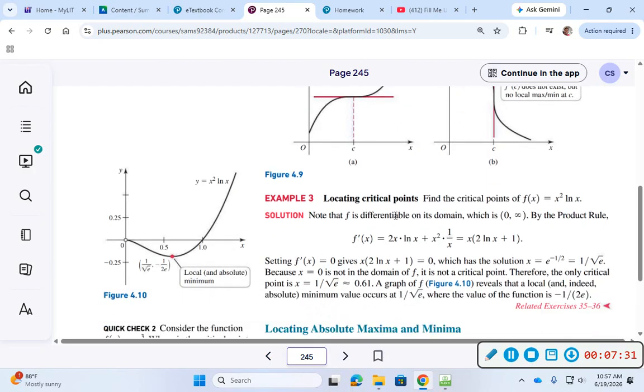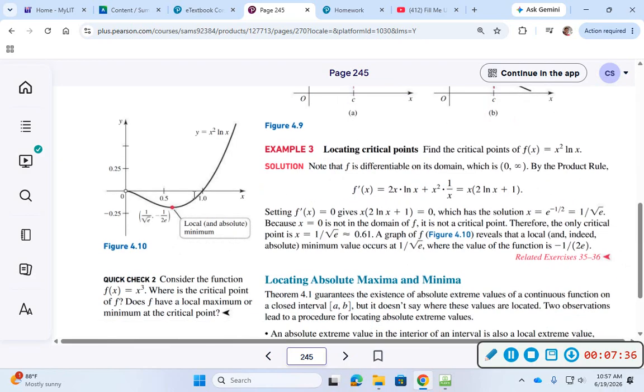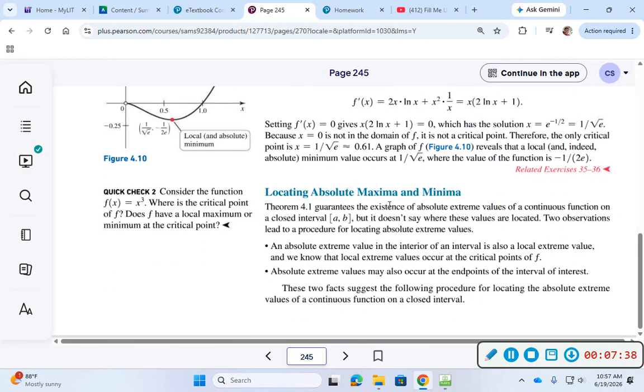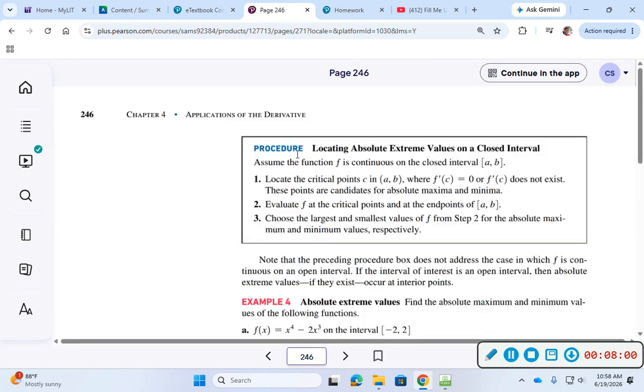And then here's an example of locating critical points based on the function. You also have a visual. And again, it goes through the process of locating those points. Locate the extreme value interior points. Absolute extremes may also occur at the endpoints, so we're also going to check those. And then we're going to use these two procedures for locating the absolute extreme values of a continuous function on the closed interval. So those are kind of like the steps.